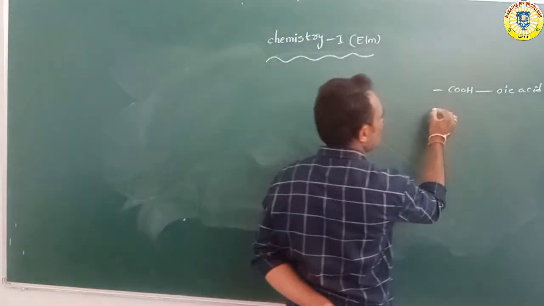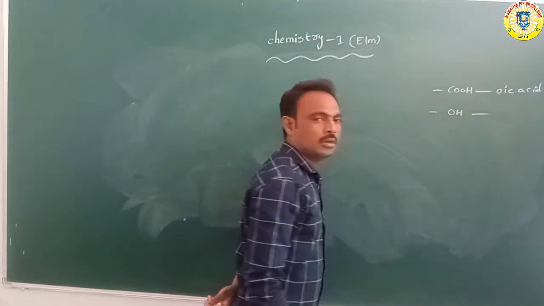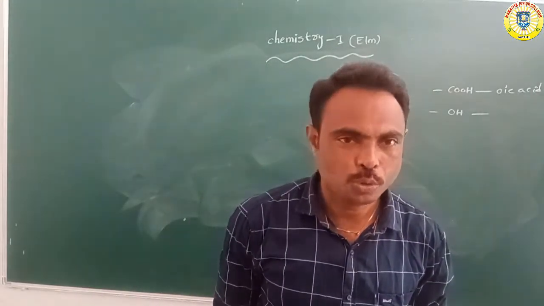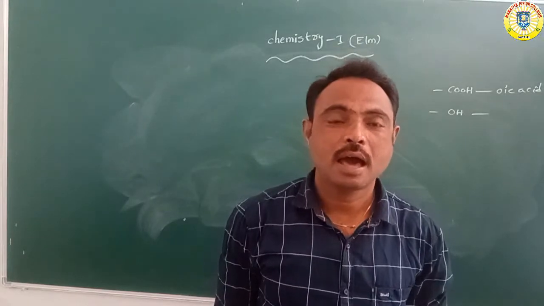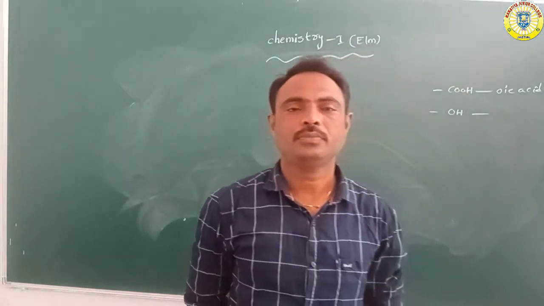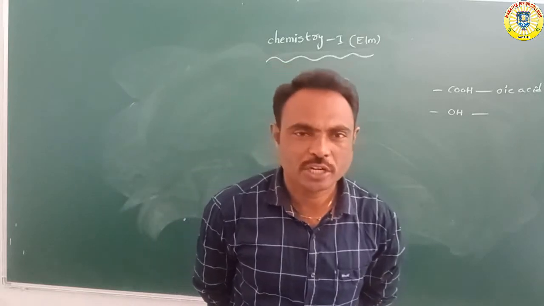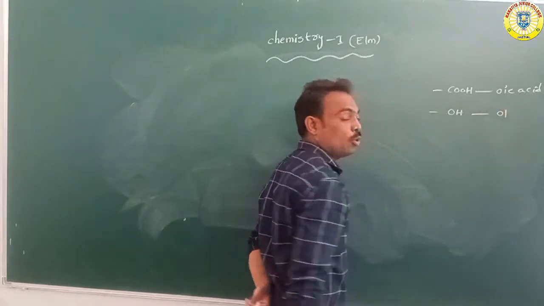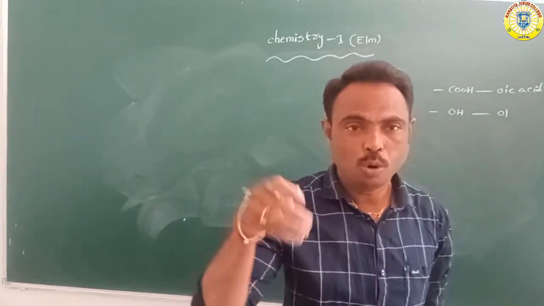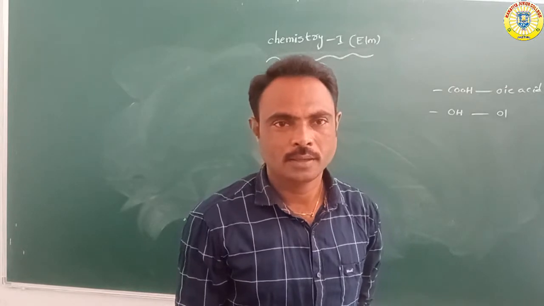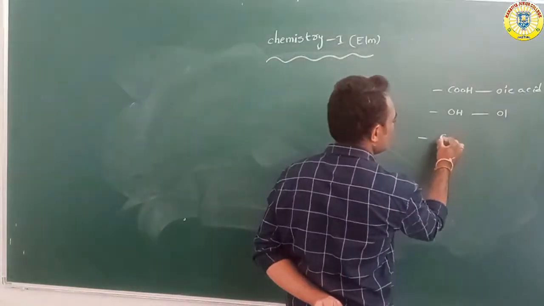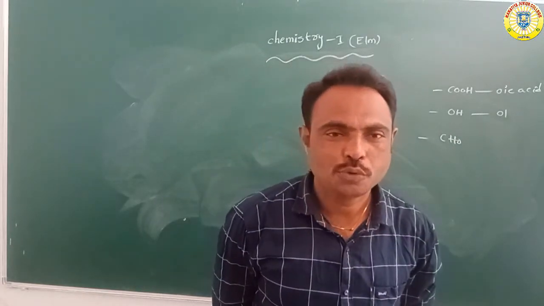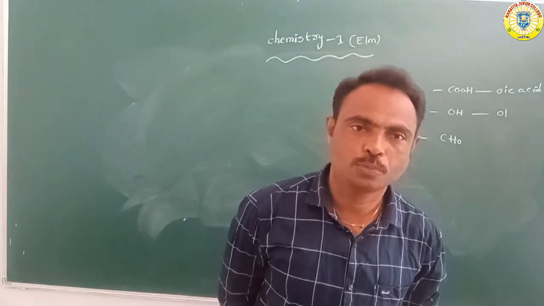Suppose OH is attached. Some carbon compounds are attached with an OH group. That is an alcoholic function group, and this alcoholic function group contains the IUPAC word "ol". Next, suppose CHO is attached. CHO is an aldehyde function group.